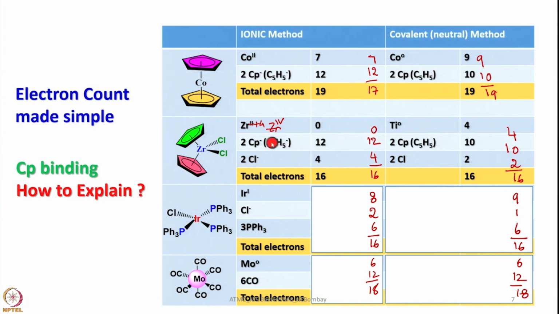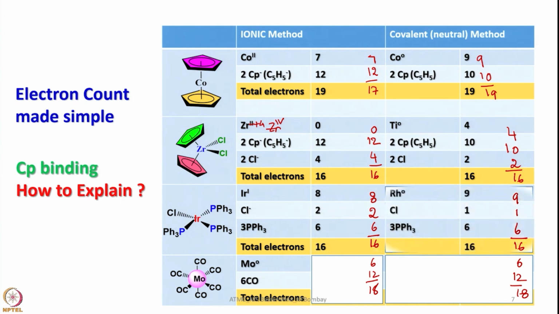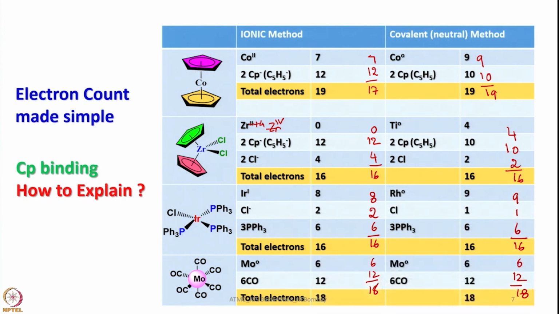So, now you know the oxidation state of zirconium is 4 here, it is not titanium, you correct it as zirconium. Of course, titanium and zirconium have similar properties when it comes to electron counting. Chemistry may be a little different because one is the 3d series, the other one is the 4d series. Okay, 16 electrons, 16 electrons, 18, 18. So, electron count made simple.